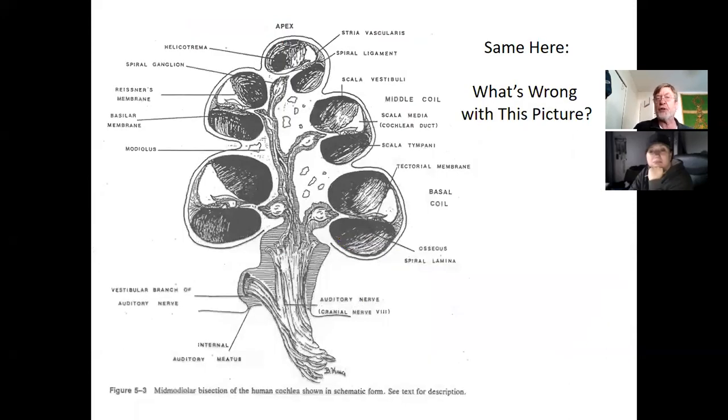Here's another picture. It's a cross section, and they're doing the same mistake here. They're showing the scala media actually larger here and getting smaller as you're going up, which is just exactly the opposite. Now, what's good about this picture, though, is it highlights that bony core inside the cochlea. So that bony core is called the modiolus, M-O-D-I-O-L-U-S, modiolus. It's a core of bone, but look at what's inside of it.